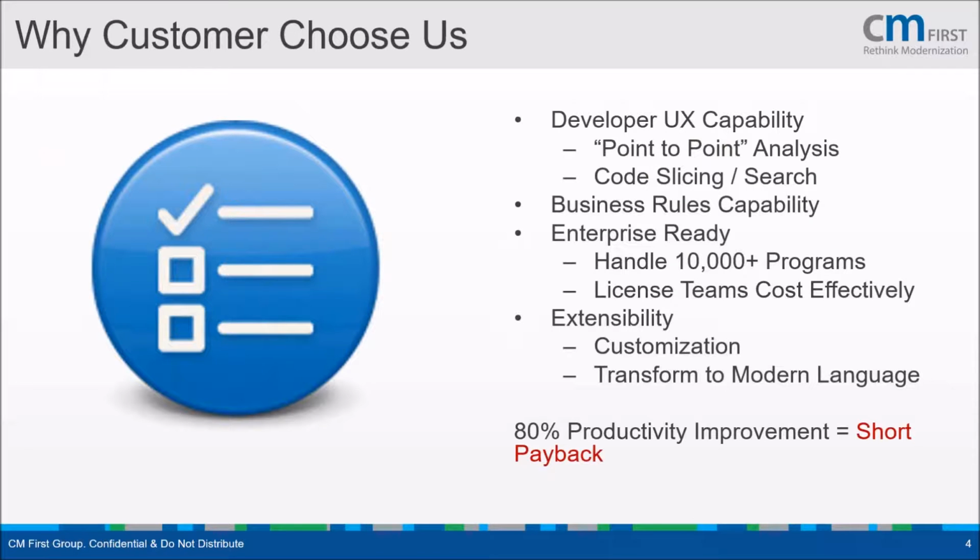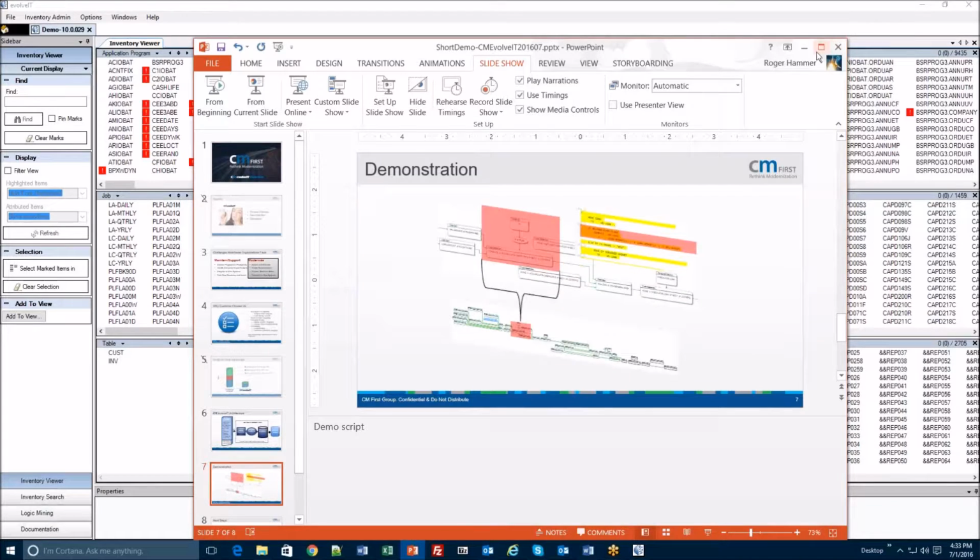CM evolveIT's customers choose evolveIT because of the user interface capabilities of point-to-point analysis and code slicing, the capability to find business rules, and because we're enterprise ready, evolveIT can handle tens of thousands of programs and other components in its database. Let's begin our demonstration.